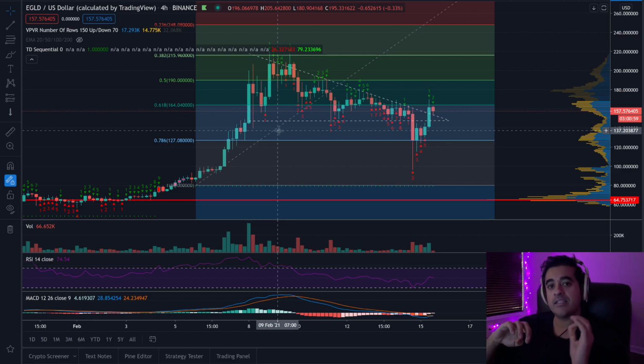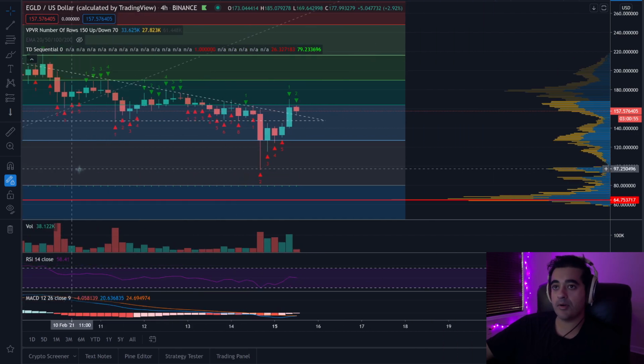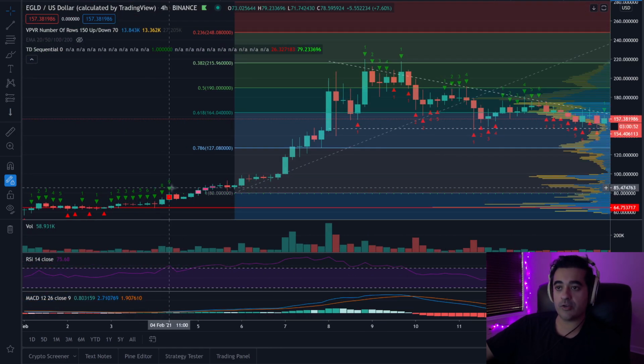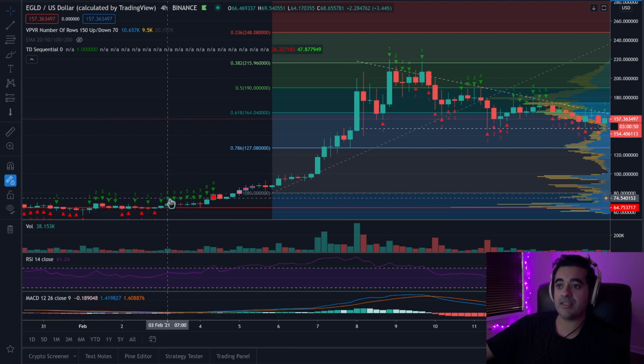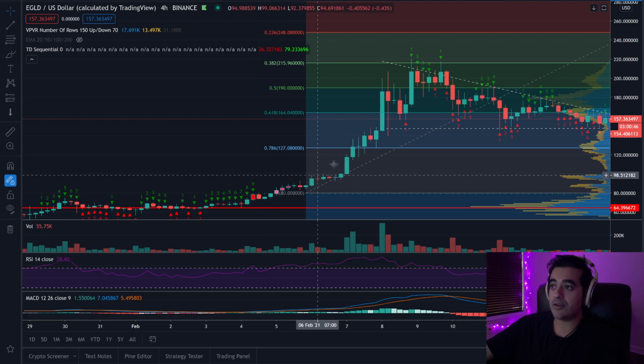The number 9 in a TD Sequential is very important. So you can see here at the bottom left, there's a number 9 in red. So there's a green number 9, and then the candle is red. This means that we're expecting the asset to go down. But what happened here is we kept moving up.